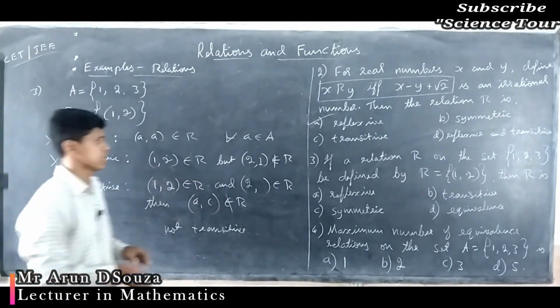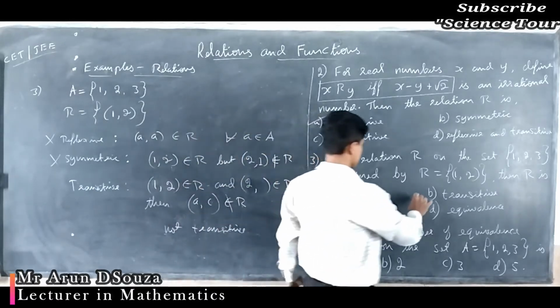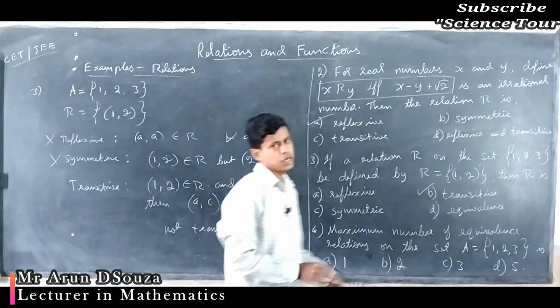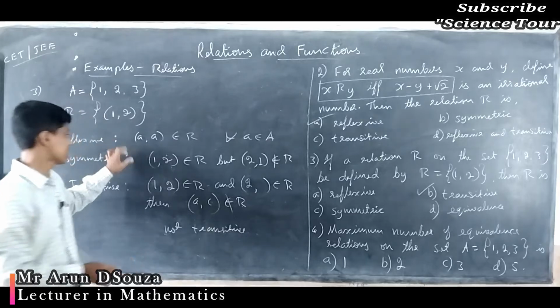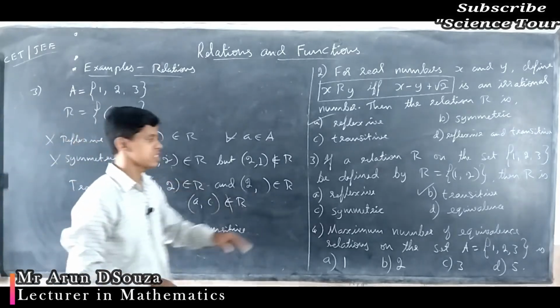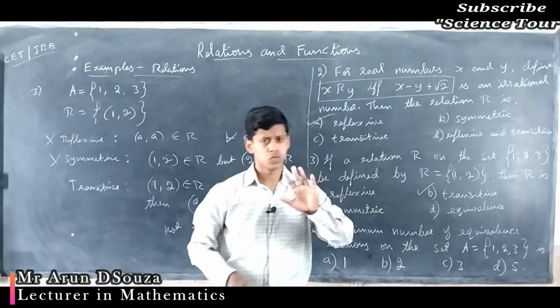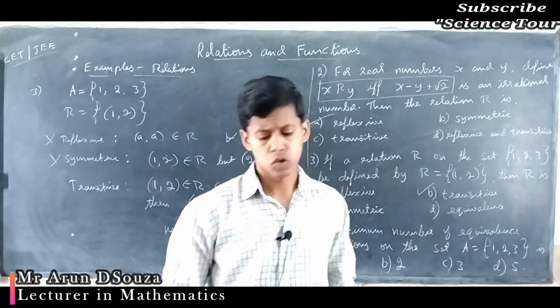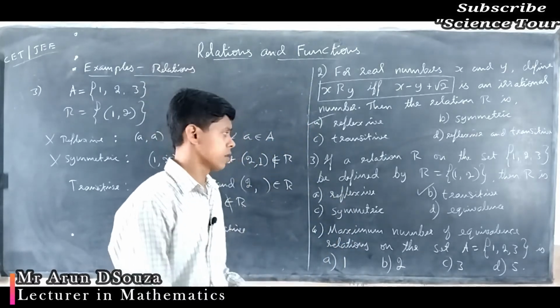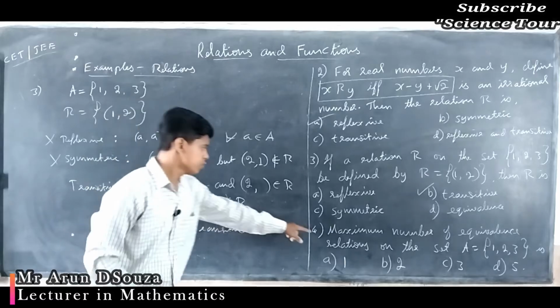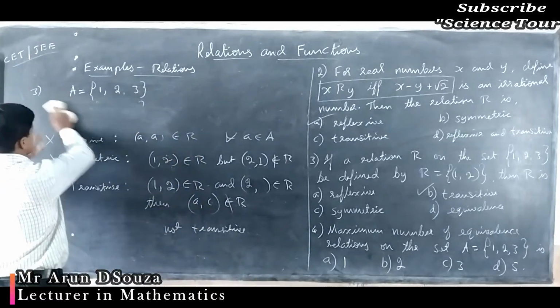Hence, it is transitive. So this relation is transitive but not equivalence, because it is not reflexive and symmetric. It's not equivalence, it is only transitive. So this is a very important example. All right, most people are confused in this. Well, let's move on to the fourth example.